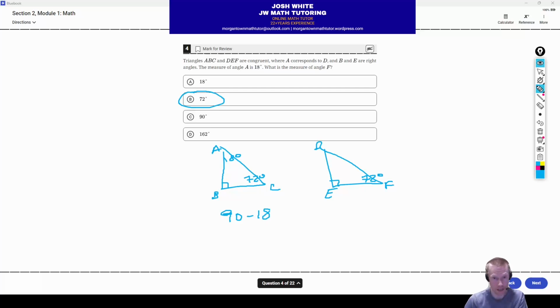You could also have looked at it the following way. You could also have said, okay, A is 18 degrees. Since A corresponds to D, corresponding parts of congruent triangles are congruent. This is also 18. And then over in this triangle, you could have just done 90 minus 18 and gotten 72. So either way you think about it, the correct answer is B, 72.